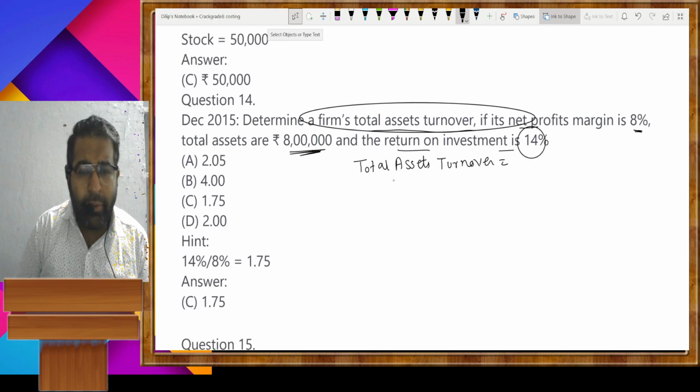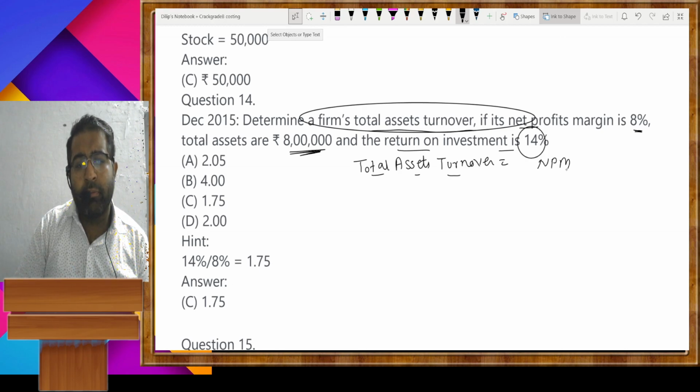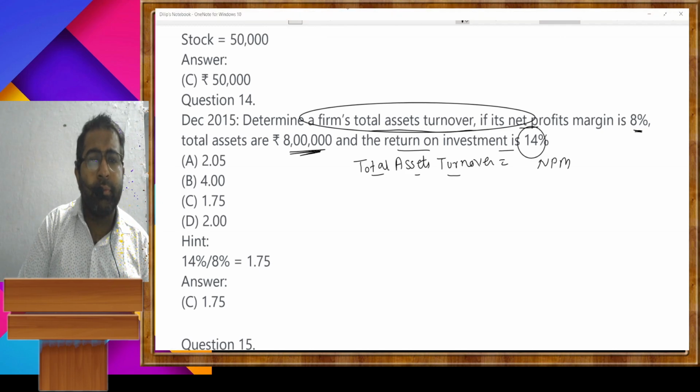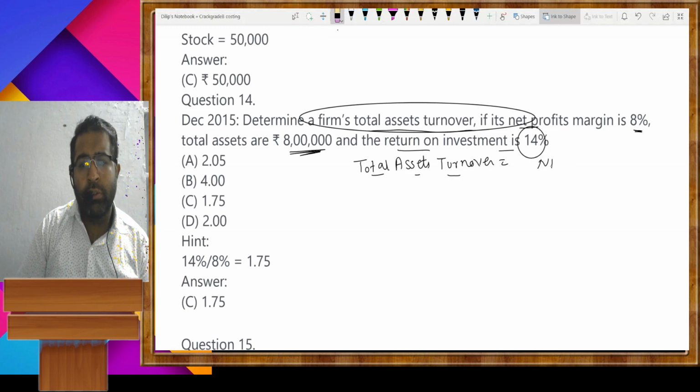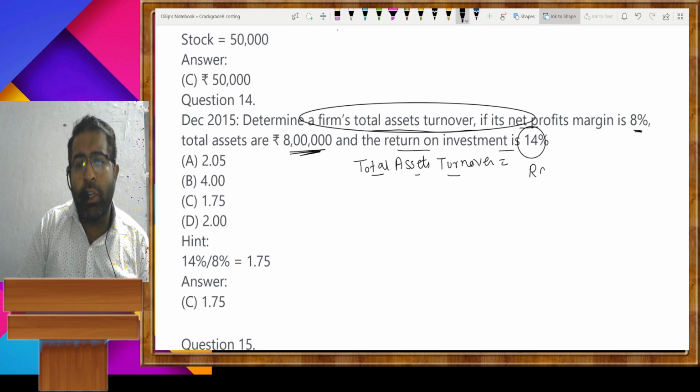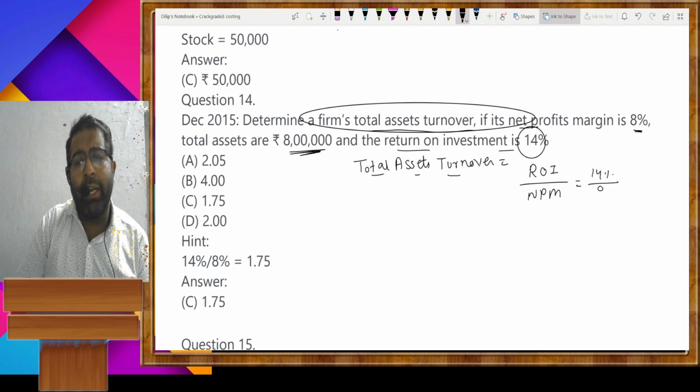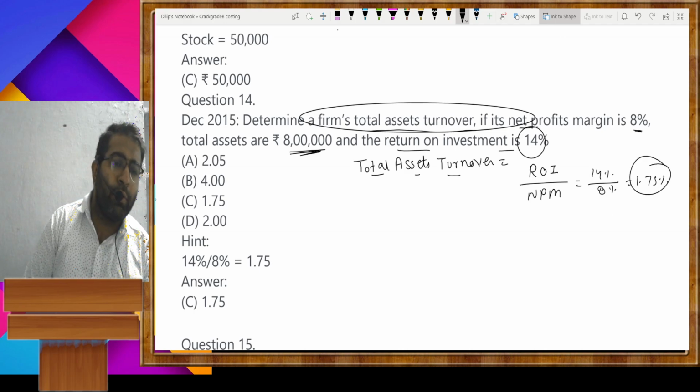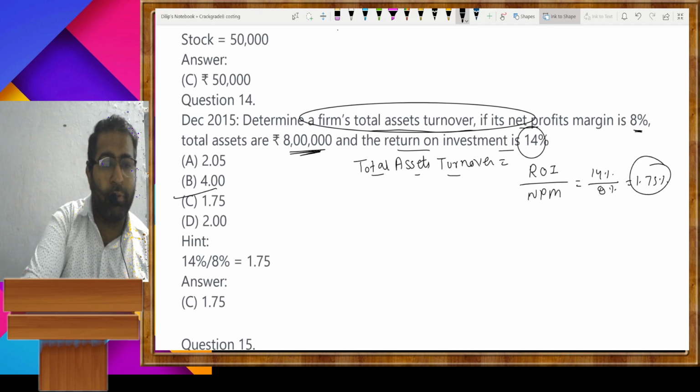Actually, when nothing is given in the question, total assets turnover ratio is always... sorry, this is a tricky question. So when nothing is given, then always return on investment divided by net profit margin, that is 14% divided by 8%, it is 1.75. Write this formula. Answer is 1.75.